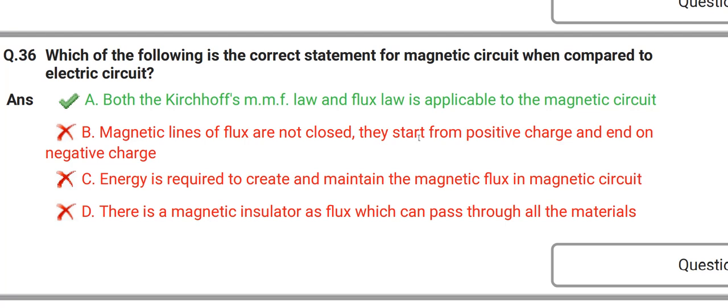Both the Kirchhoff MMF law and flux law are applicable to the magnetic circuit. So we know that the magnetic flux through a magnetic component is proportional to the number of magnetic field lines that pass through the cross-sectional area of that component. And MMF law says it is the multiplication of the number of turns into current. So MMF is N into I, and flux law defines the magnetic field lines that pass through the cross-sectional area of that component.